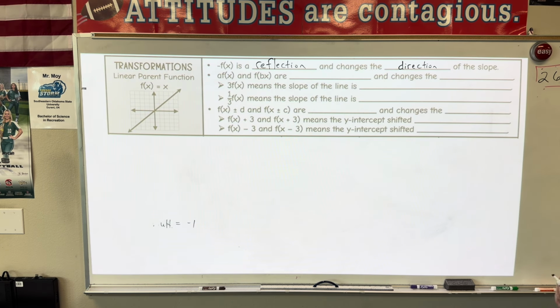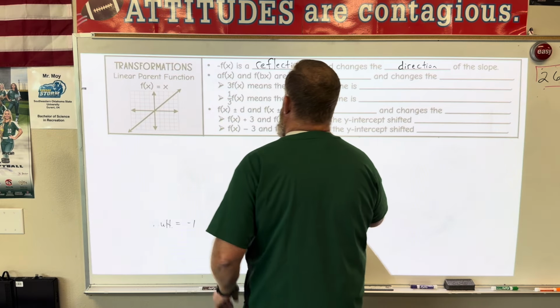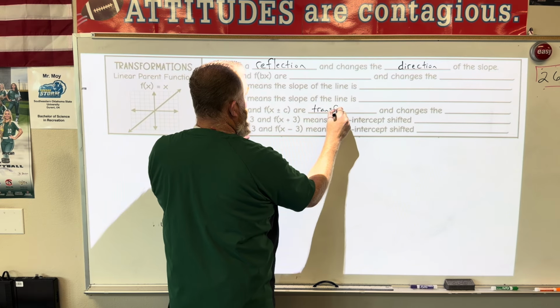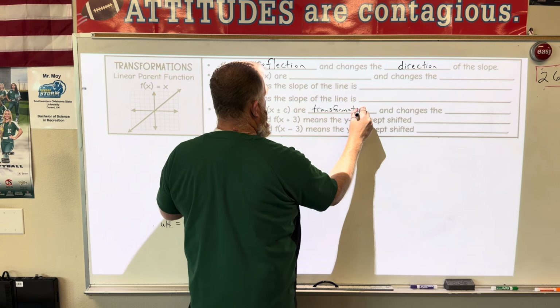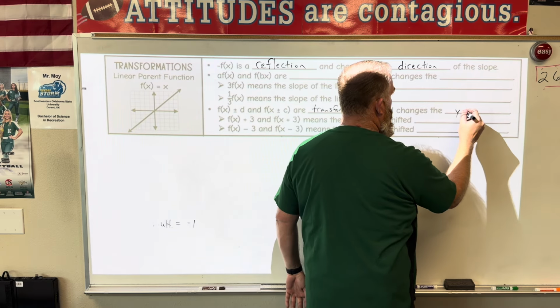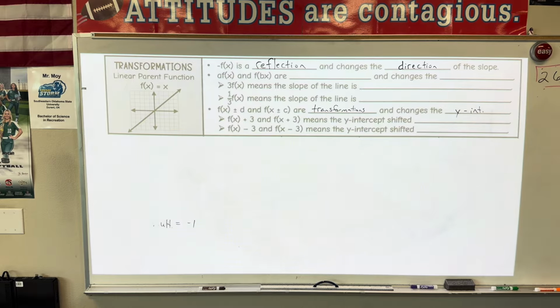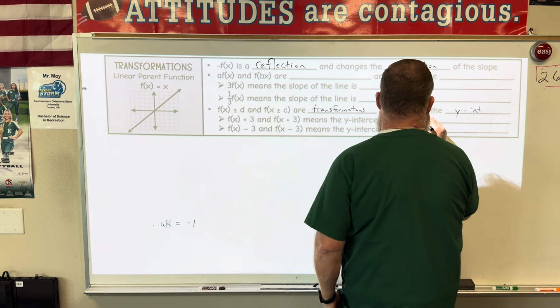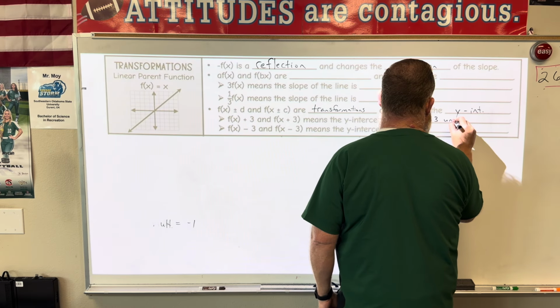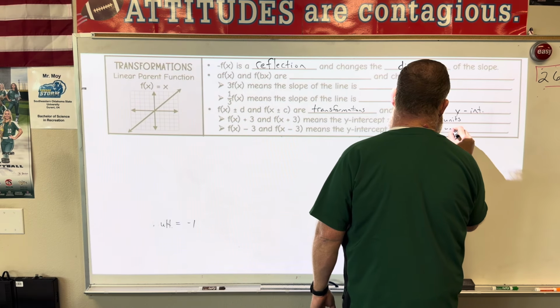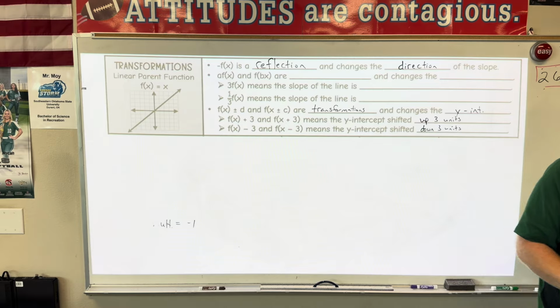Okay. I want to go down to this right here. f(x) plus d and f plus c, these are called transformations. This is what we actually covered in class. Transformations. And these change the y-intercept. Plus 3 means it goes up 3 units. What do you think negative 3 is? Down 3 units. Up 3 units, down 3 units. Transformations. Okay?